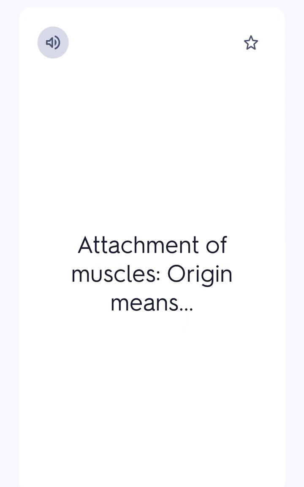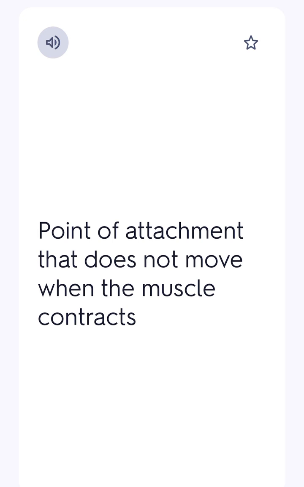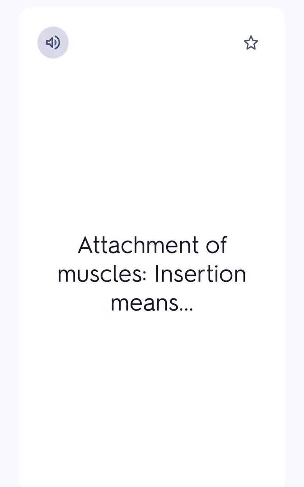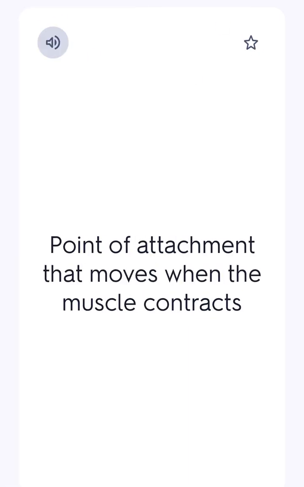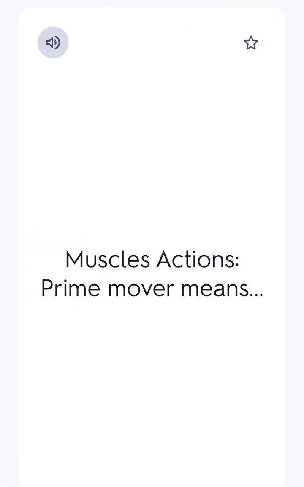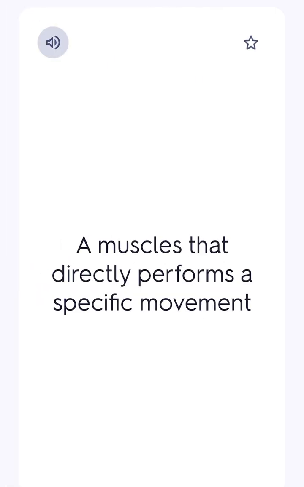Attachment of muscles. Origin means point of attachment that does not move when the muscle contracts. Attachment of muscles. Insertion means point of attachment that moves when the muscle contracts. Muscle actions. Prime mover means a muscle that directly performs a specific movement.